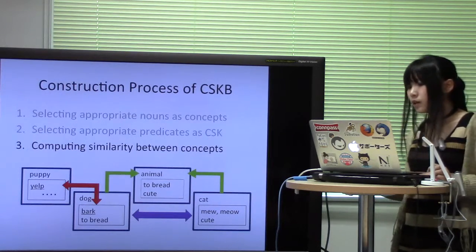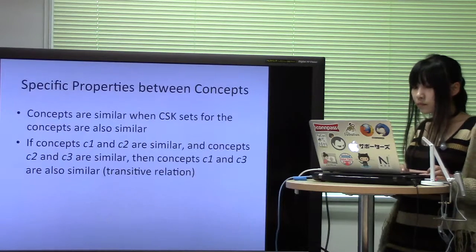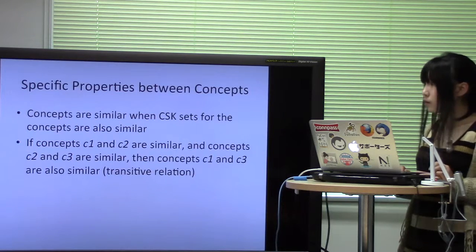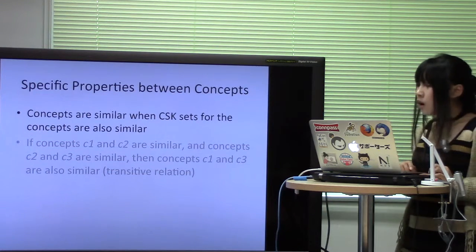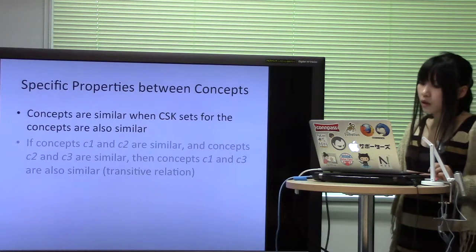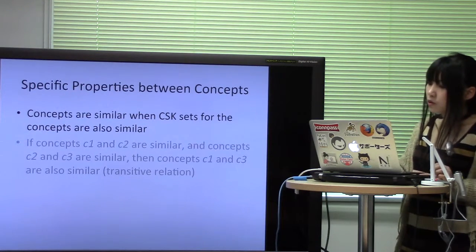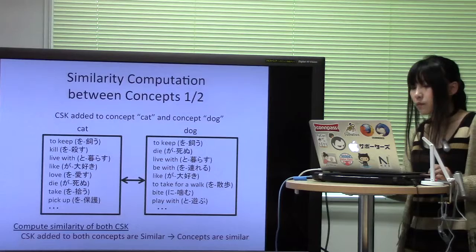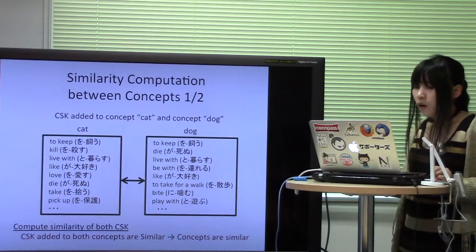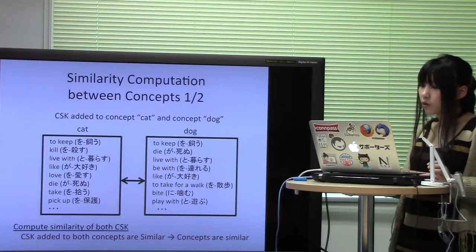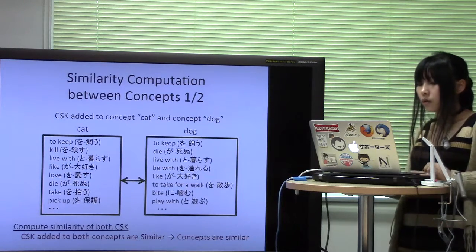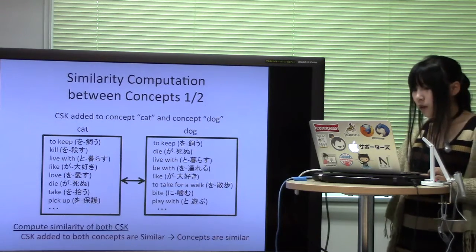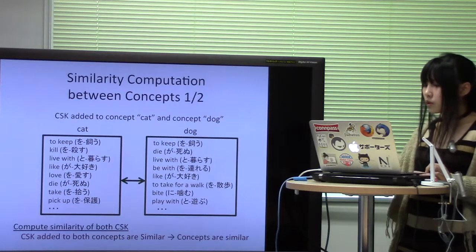Last, we compute similarity between concepts. To compute similarity, we made two hypotheses about the specific properties between concepts. First hypothesis, concepts are similar when the common sense knowledge sets for the concepts are also similar. We take the concepts of cat and dog for example. On the basis of the hypothesis, if both concepts are similar, the common sense knowledge sets for them are also similar. Therefore, we can calculate the similarity between concepts by using the similarity between the common sense knowledge sets for them.